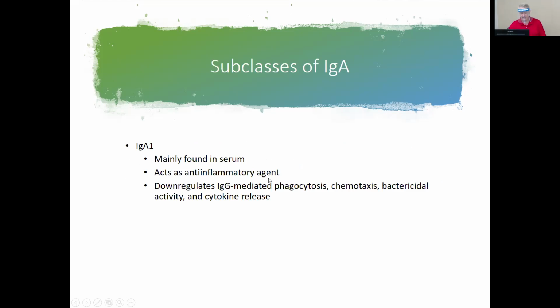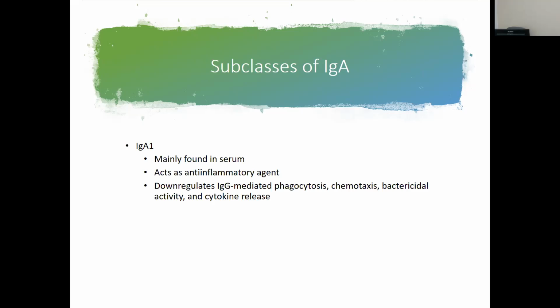Okay, so we're going to do some subclasses here. Subclasses of IgA, IgA1, mainly found in the serum. So it's circulating with IgG and IgM. And this is key for IgA. It's an anti-inflammatory agent. We haven't really talked about hypersensitivity reactions yet, but when we think about allergic reactions, we're going to talk about how IgA works there. It downregulates IgG-mediated phagocytosis, chemotaxis, bacterial activity, and cytokine release.